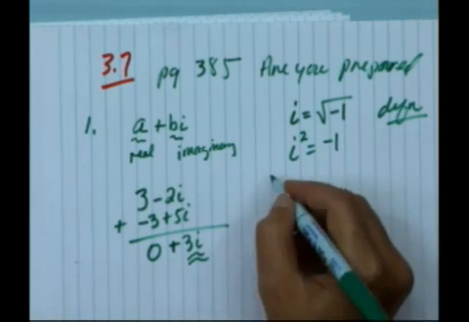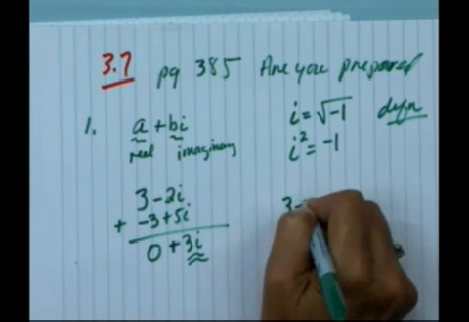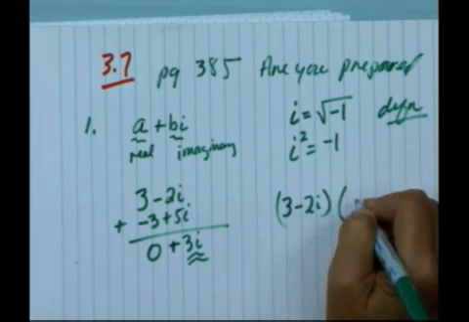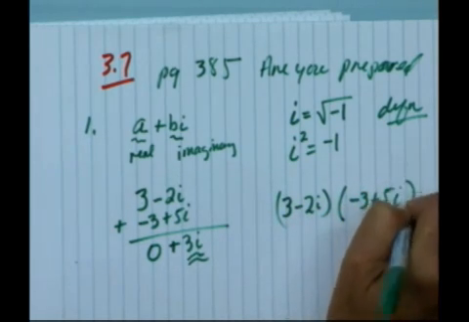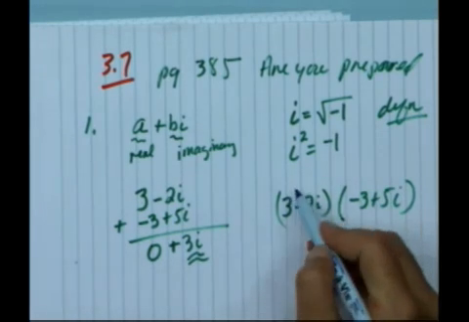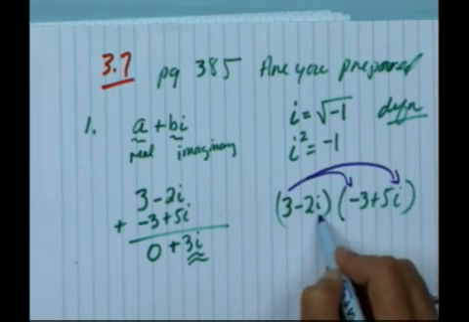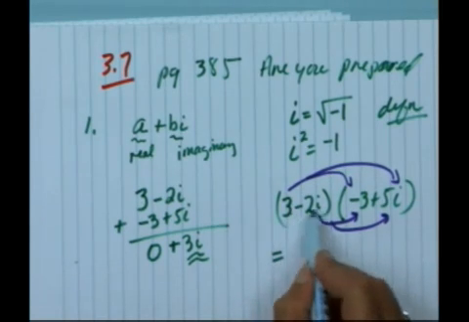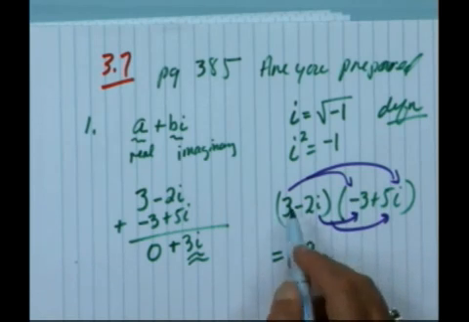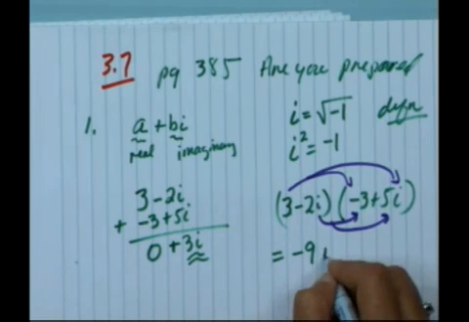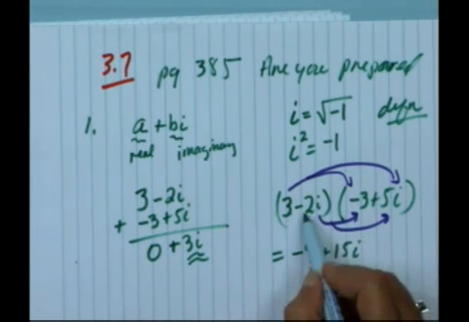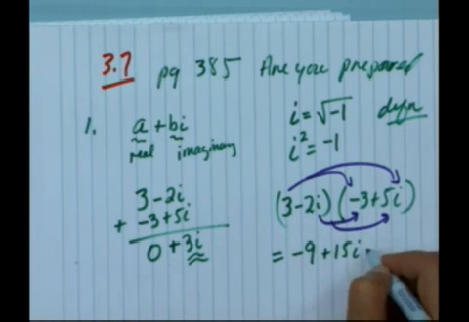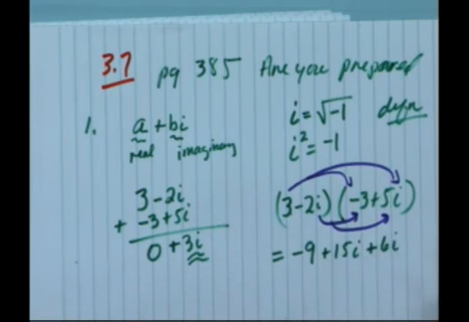When you add complex numbers, you add real parts and then you add imaginary parts. Then you had to multiply your complex numbers: 3 minus 2i times negative 3 plus 5i. You're going to FOIL them, just like when you multiply 2 binomials together. So 3 times negative 3 is negative 9. 3 times 5i is positive 15i. Negative 2i times negative 3 is positive 6i. And negative 2i times 5i is minus 10i squared.